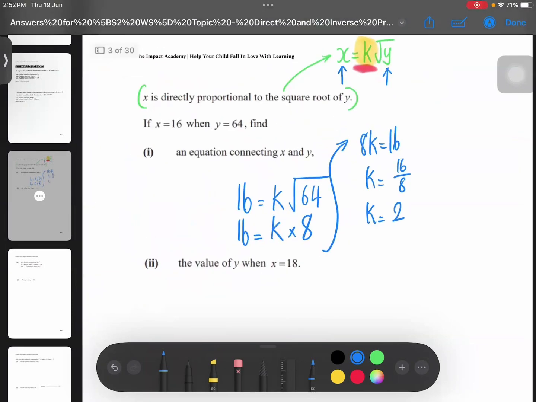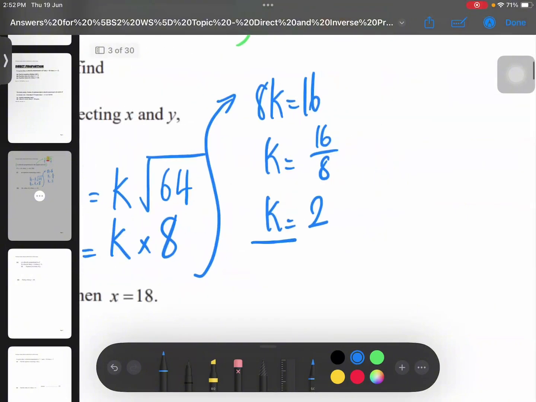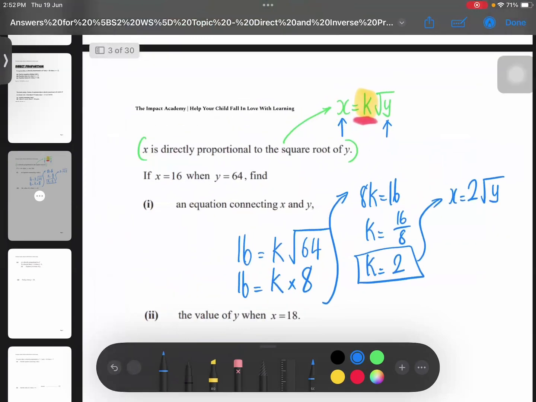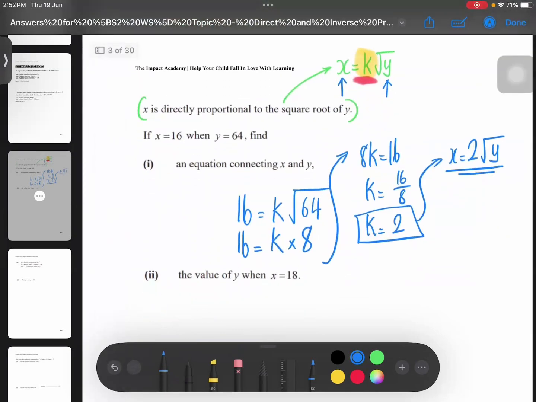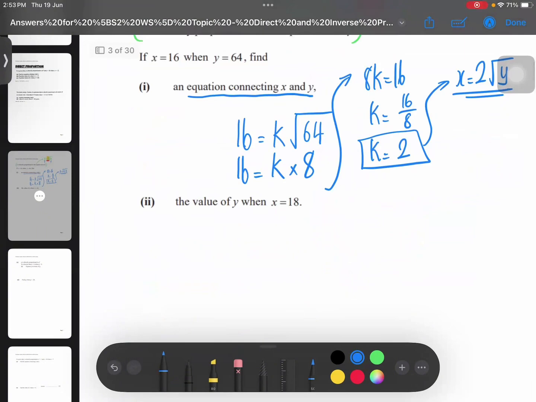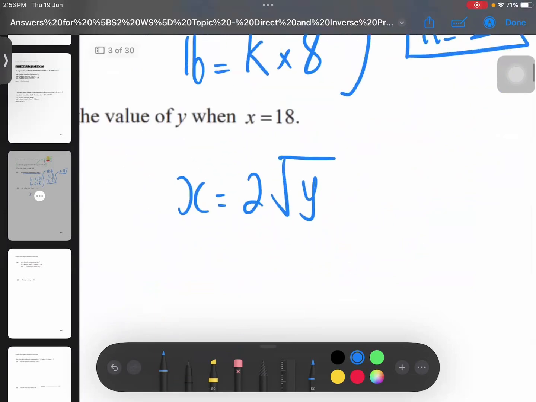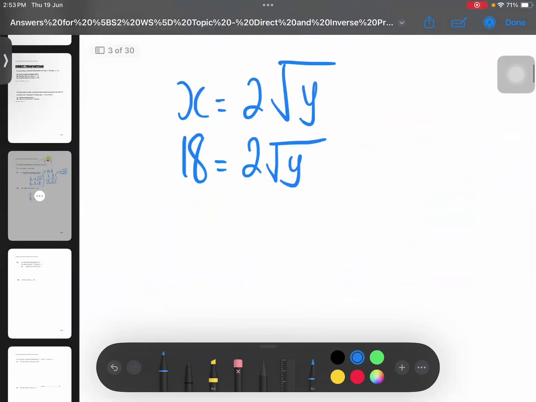But this is not the answer. Your job is to create x equals, and instead of k, you now replace it with 2 square root y. So this is your answer when they say an equation connecting x and y. Once you have this, the next part of the question says, when x equals 18, what is the value of y?